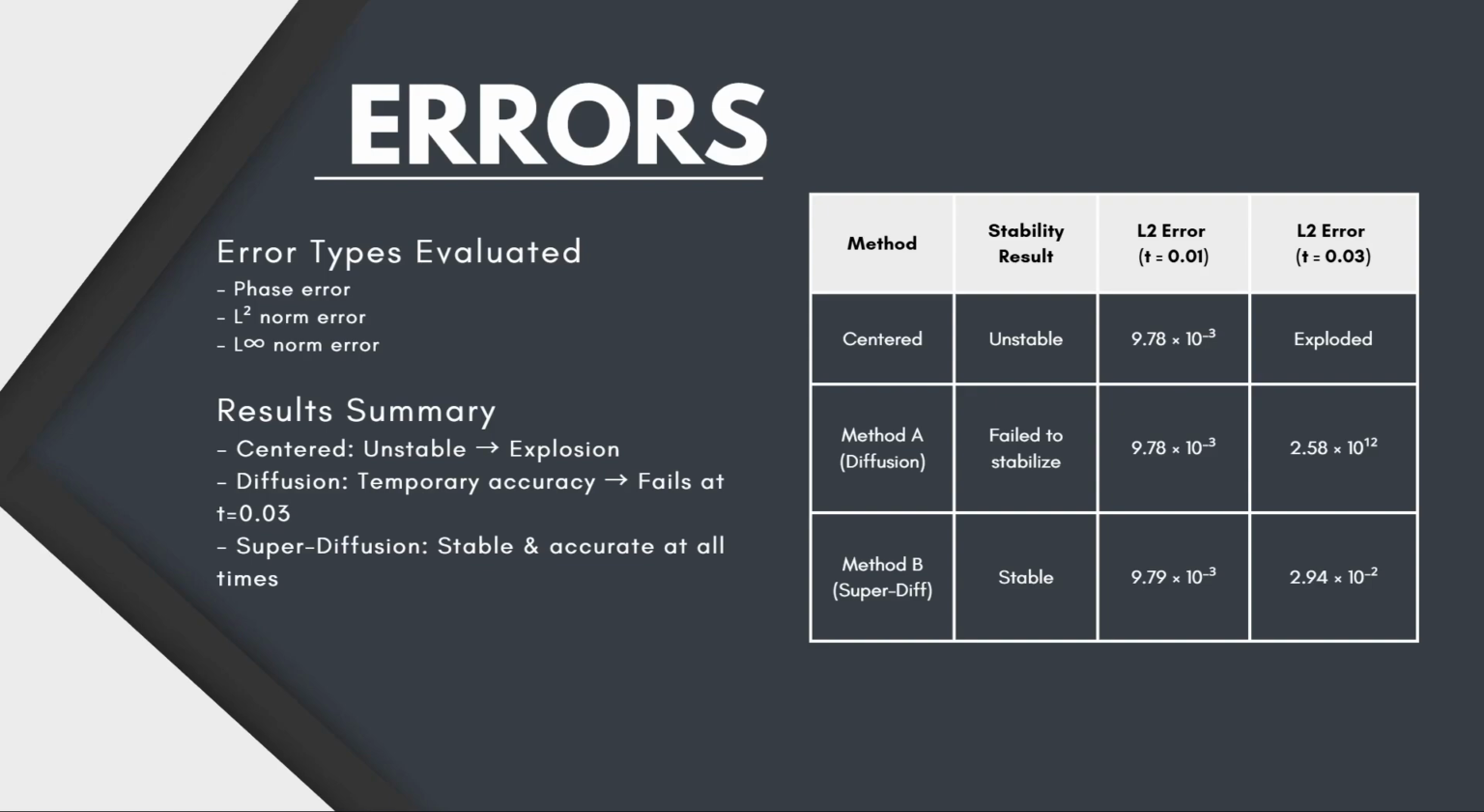We can quantify this performance by looking at the L2 error. At t equal to 0.03, the central scheme and method A have completely diverged, with method A showing a massive error of 2.58 times 10 to the 12. In contrast, method B, the superdiffusion, remains stable with a very low error of approximately 0.029. This proves that superdiffusion is the only effective strategy here.